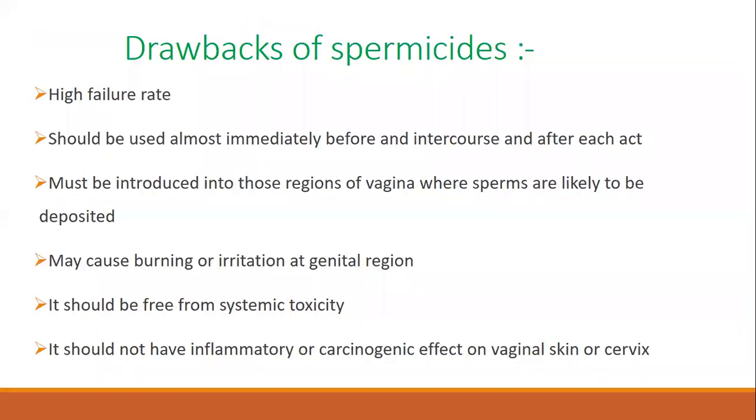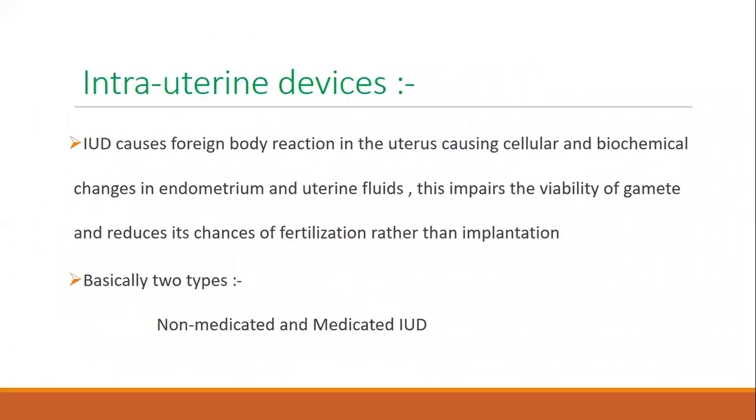So, drawbacks of spermicides. They have a high failure rate. They should be used almost immediately before intercourse and after each act. They must be introduced into those regions of the vagina where sperms are likely to be deposited. They may cause burning or irritation at the genital region, and should be free from systemic toxicity. They should not have inflammatory or carcinogenic effect on vaginal skin or cervix.